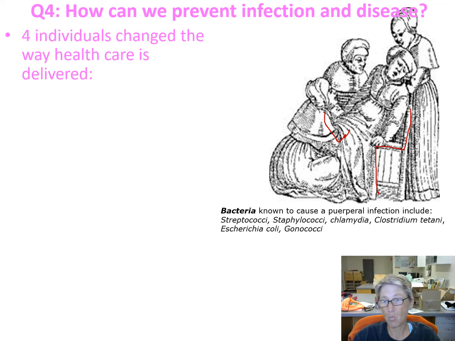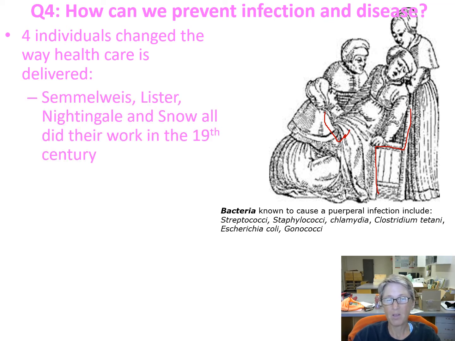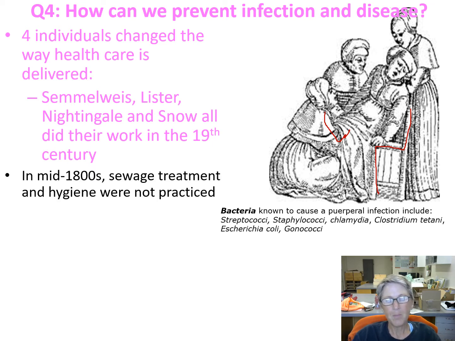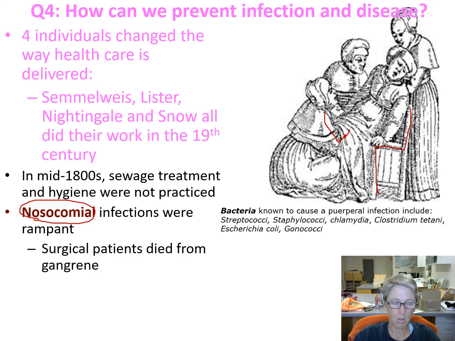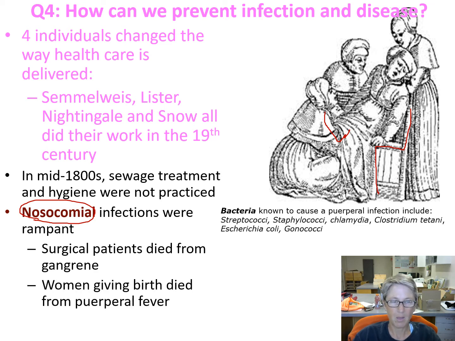Four individuals changed the way healthcare is delivered: Semmelweis, Lister, Nightingale, and Snow. They did all their work in the 19th century, so the 1800s. In the mid-1800s, they didn't really do any sewage treatment, didn't have good hygiene, nosocomial infections were rampant. Nosocomial just means a hospital-acquired infection, or HAI, but this is from an older book, so they call them nosocomial infections. Surgical patients, you go into surgery, they would die from gangrene. Women giving birth died from this puerperal fever, like I said.